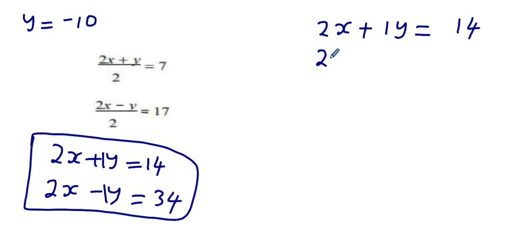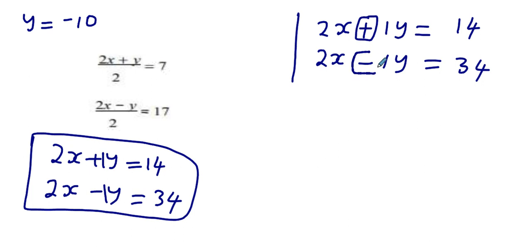Then we'll have 2x minus 1y equals 34. Now we want to remove y. Before we think of removing y, check the numbers on y. These numbers are the same. So since numbers are the same, we can now remove those numbers. Okay, now see this? This is positive and this is negative. Different signs add. So 1y plus negative 1y.